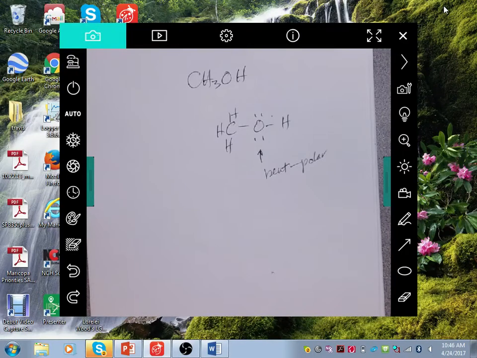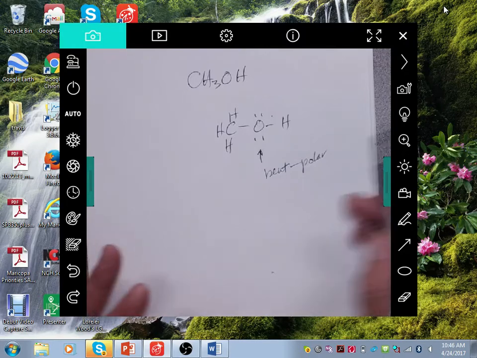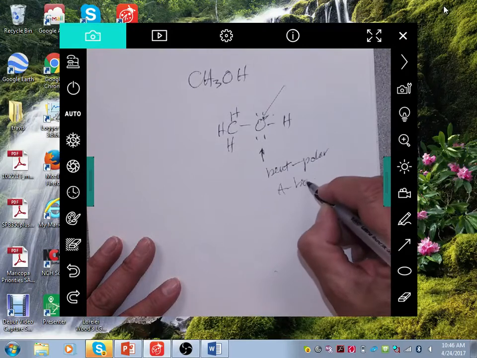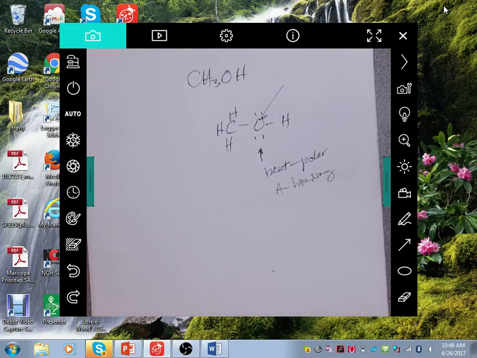Dipole-dipole for sure. Is it going to be hydrogen bonding? Is it going to be that special case of dipole-dipole interactions? Yes, it is, because hydrogen is hooked directly to an oxygen. So this has hydrogen bonding. So what can we say about the strength of intermolecular forces of alcohol? Pretty strong. Not as strong as water, right? So water's stronger because it's more polar, but pretty doggone strong.